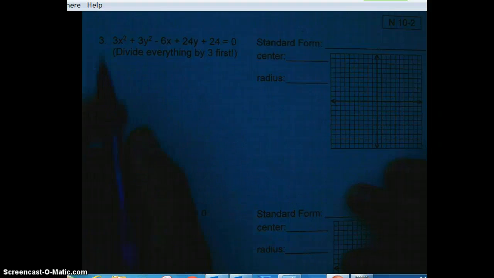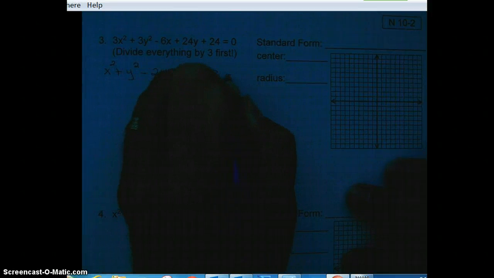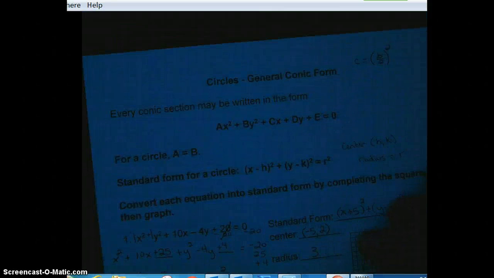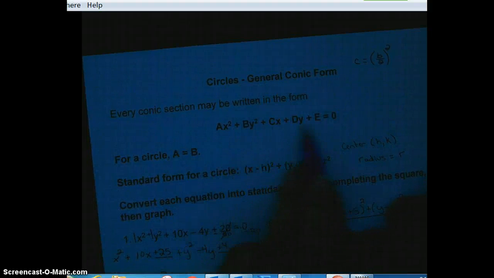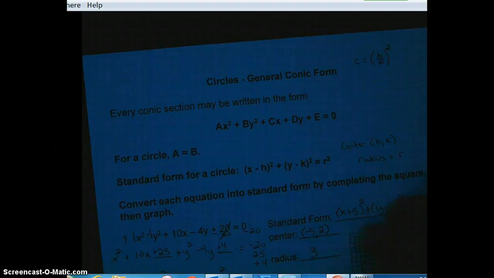So dividing everything by 3, we get x squared. Okay, divided everything by 3. Now I want to remember what to do next. Okay, the general form. General form is this really long term. Okay, we're changing it to standard form for a circle.